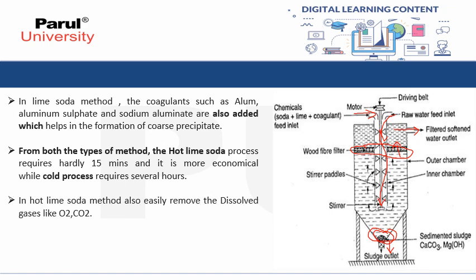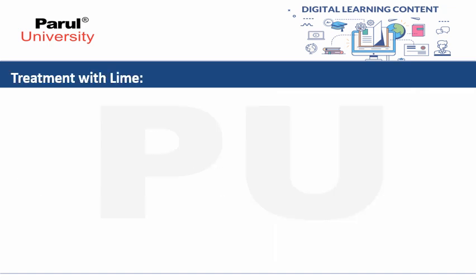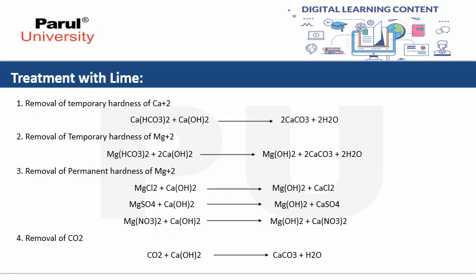So in the hot lime soda method, we can also easily remove the dissolved gases like oxygen and carbon dioxide. Treatment with lime water. When lime is added to hard water, it will remove the temporary hardness of calcium. That is, calcium bicarbonate will react with the lime and form calcium carbonate and get settled down at the bottom of the chamber.